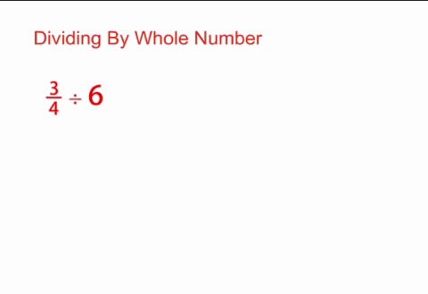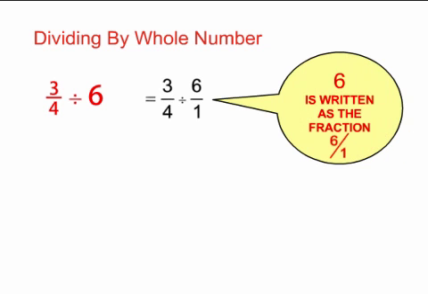Occasionally you may see questions like this where there is a fraction divided by a whole number, and before you carry out the division problem you must express the whole number as a fraction. In other words, 3 over 4 divided by 6, which is 6 over 1. So you express the whole number as 6 over 1. Then we carry out the operation by changing the division sign to a multiplication sign and taking the reciprocal of 6 over 1, which is 1 over 6.